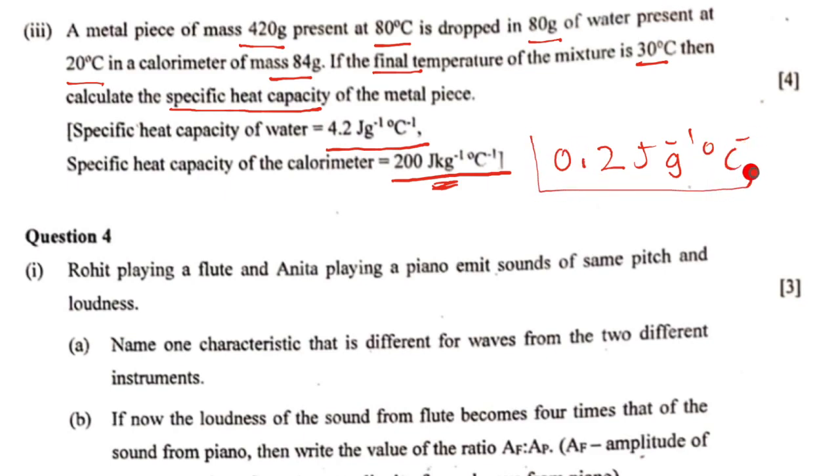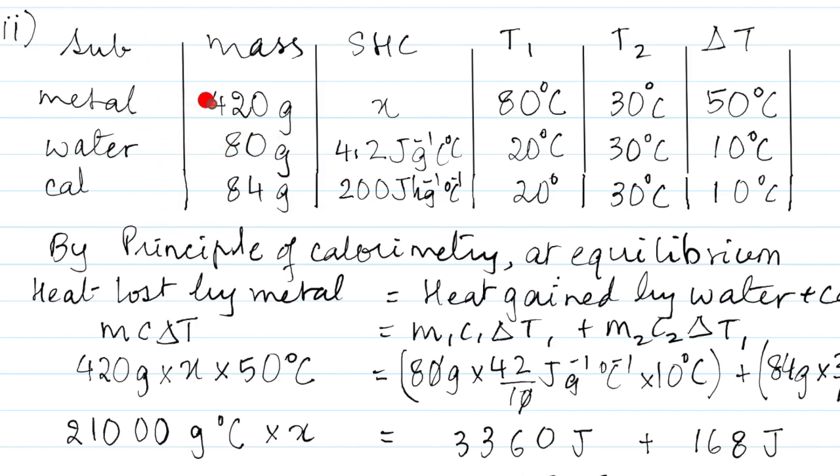So this is the tricky part, and this is for 4 marks. Let us see how these 4 marks can be obtained in full. To begin with, I like to make the columns like this: substance, mass, SHC, T1, T2, that is initial temperature, final temperature, and this is the delta T.